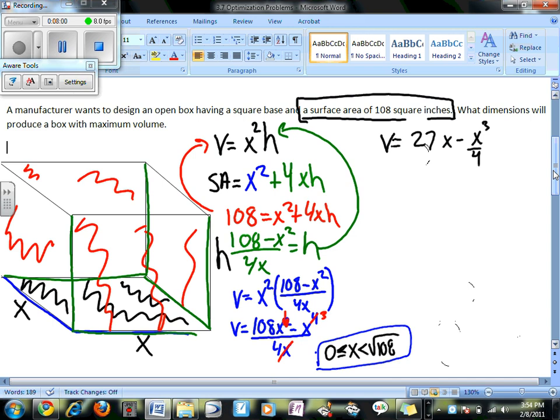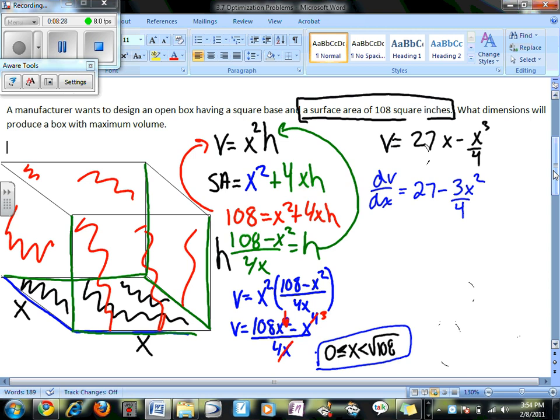And to maximize our volume, we're going to take the derivative. We're going to find a critical point, and we're going to see what happens. All right. So let's take the derivative of our volume. So dV/dx, the derivative of our volume, equals 27 minus, we'll bring down my 3, so it'll be 3x squared all over 4. So there's the derivative of my volume.